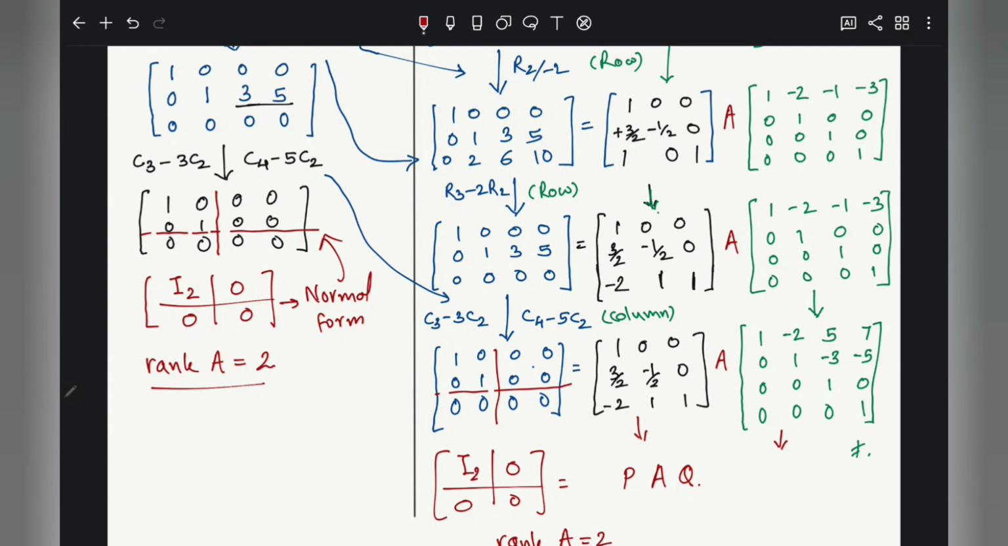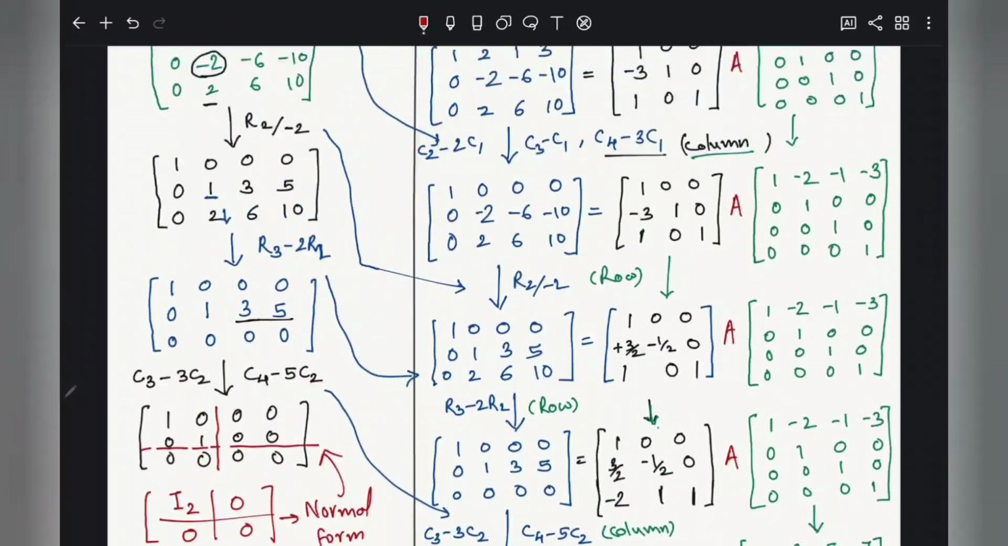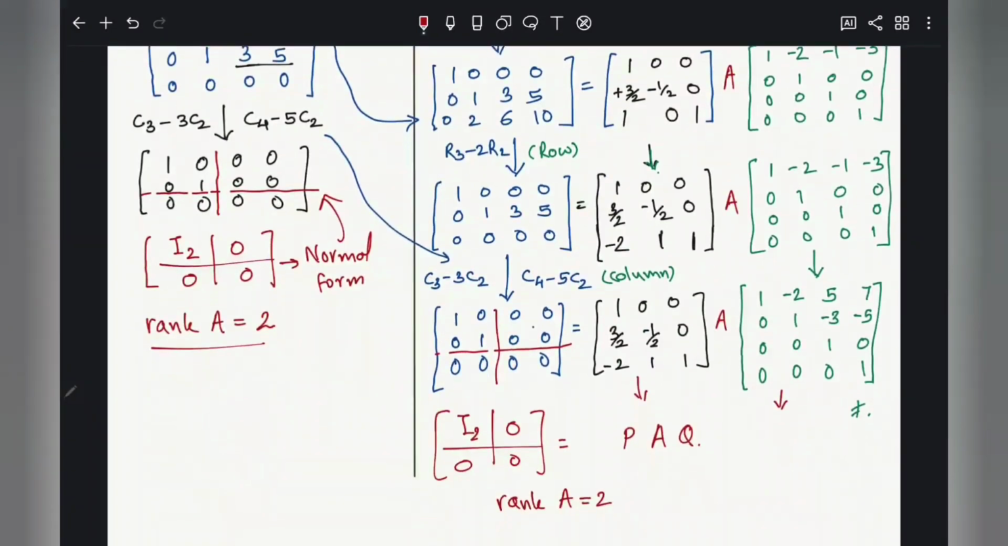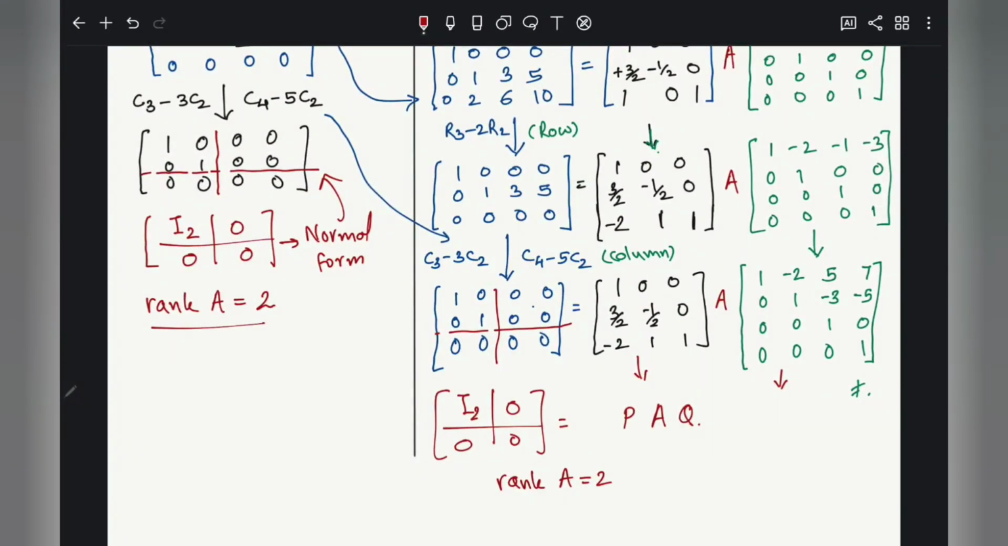It is just keeping a track properly. And what we have to note while keeping the track: rows on the pre-multiplied matrix, row operations to be performed, and column operations on the post-multiplied matrix. And like this you can continue. So the left hand side will give you the normal form. This is the normal form of a matrix, and the right hand side is what you get as P and Q. So in total it is called PAQ normal form.